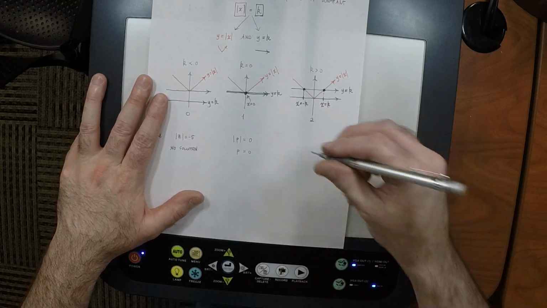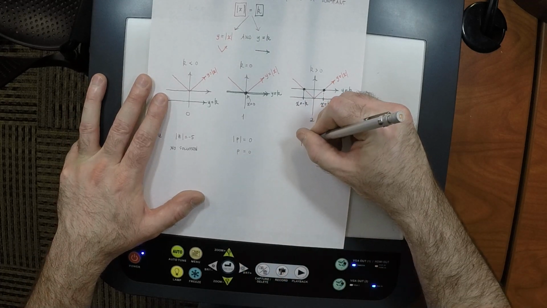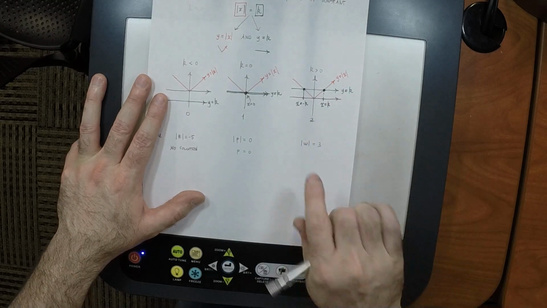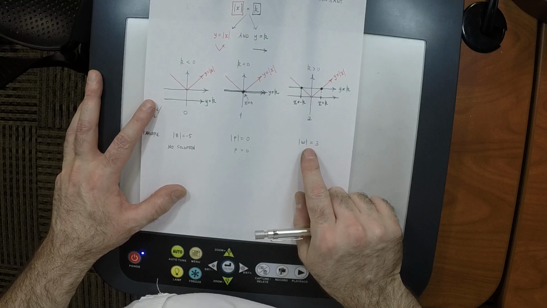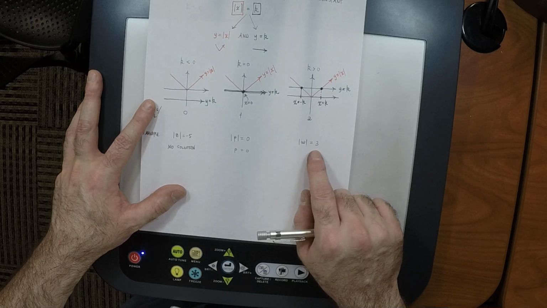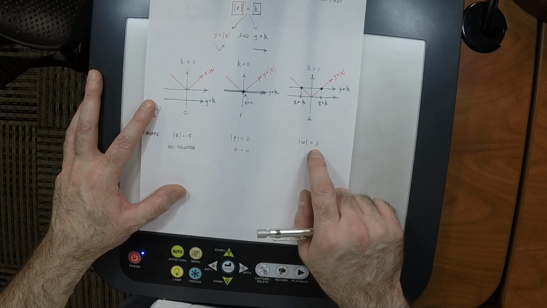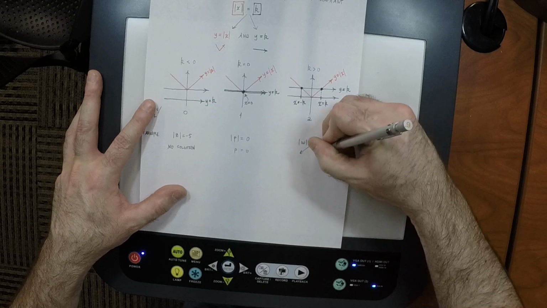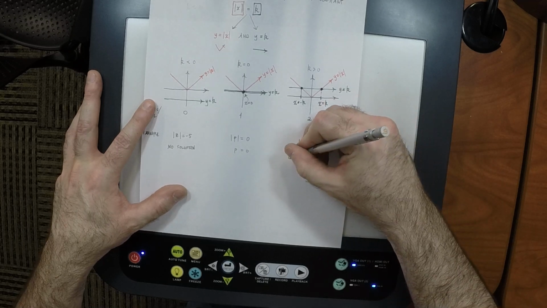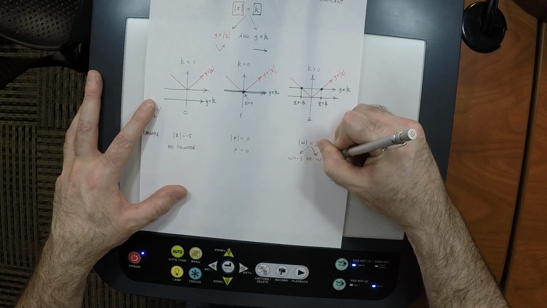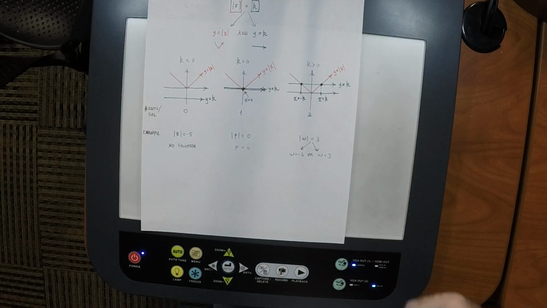And then for this one, like the previous page, would be something like absolute value of w is 3. So what input could you provide to the absolute value so that the output would be 3? Right, 2 possibilities. All right.